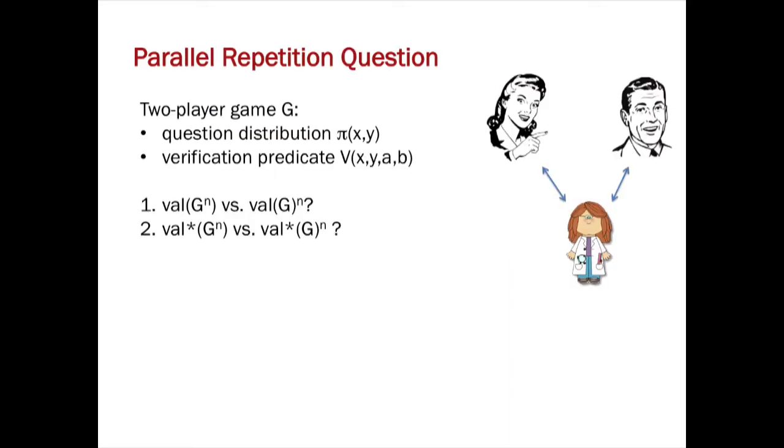So this is a more general question you can ask. Well, what if we talk about games other than the CHSH game? Let's talk about a general two-player game where the questions aren't necessarily bits. They're not necessarily independent of each other. They're just drawn from some joint distribution pi of x, y. And the winning condition is just defined by some verification predicate that depends on the questions and the answers. Okay, so a general two-player game is like this. And then you can ask, well, what's the relationship between the entangled value of the repeated game and the original game?